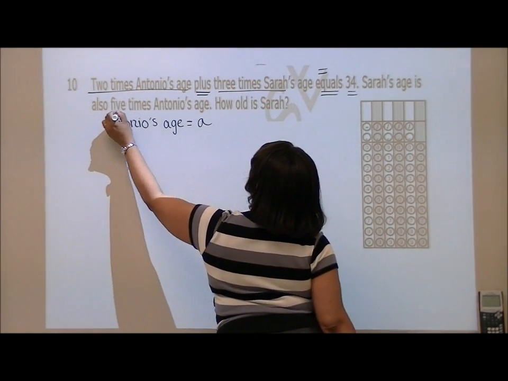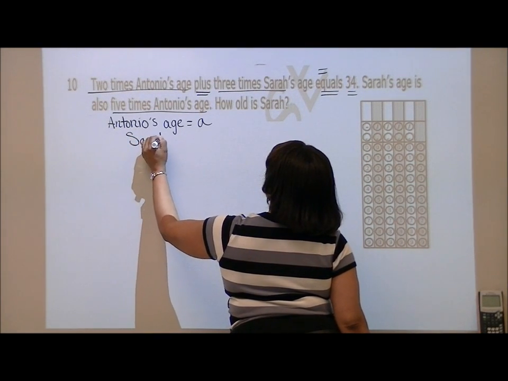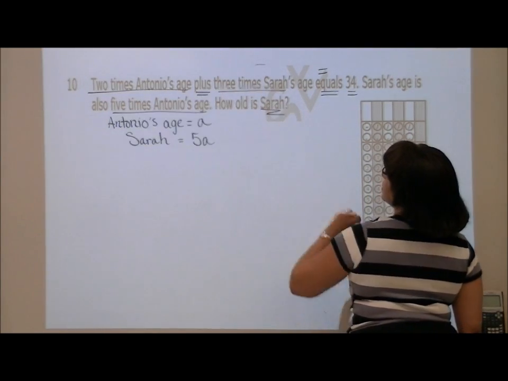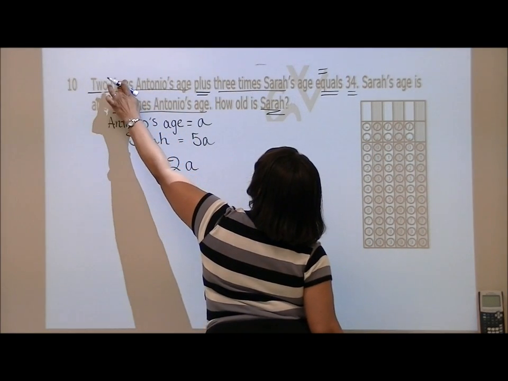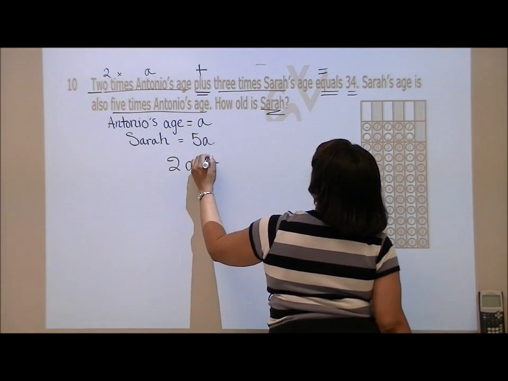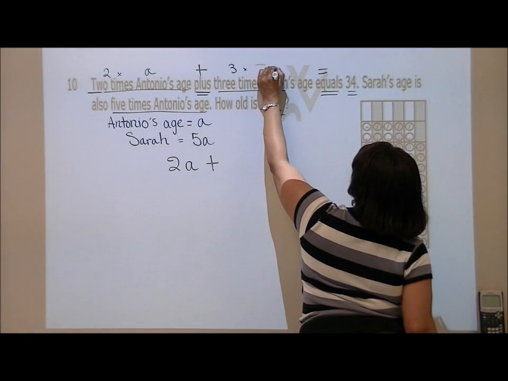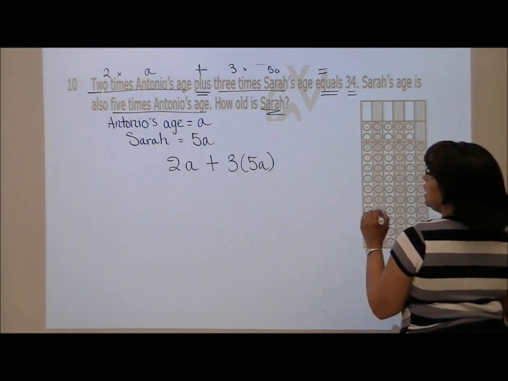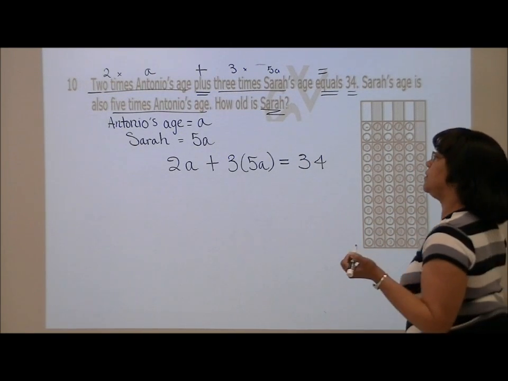Sarah is 5 times Antonio's age. So Sarah is 5 times Antonio's age. We want to know how old Sarah is. 2 times Antonio's age, I'm using this right here, 2 times A, plus 3 times Sarah's age, but her age is 5A, and you can just write it like this, is equal to 34. And now you just solve your problem.